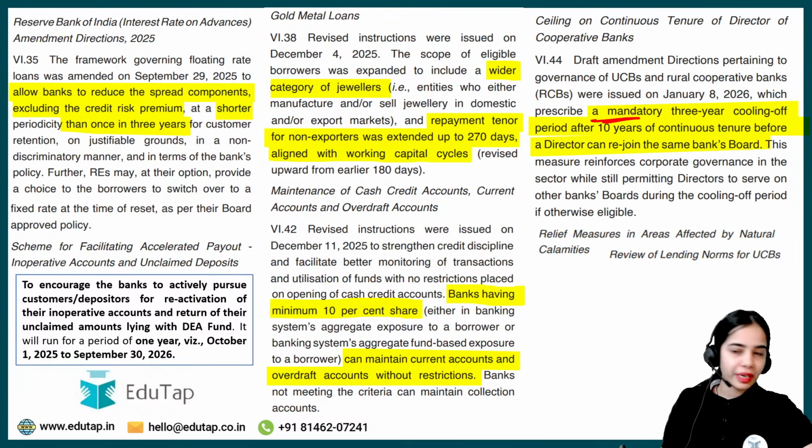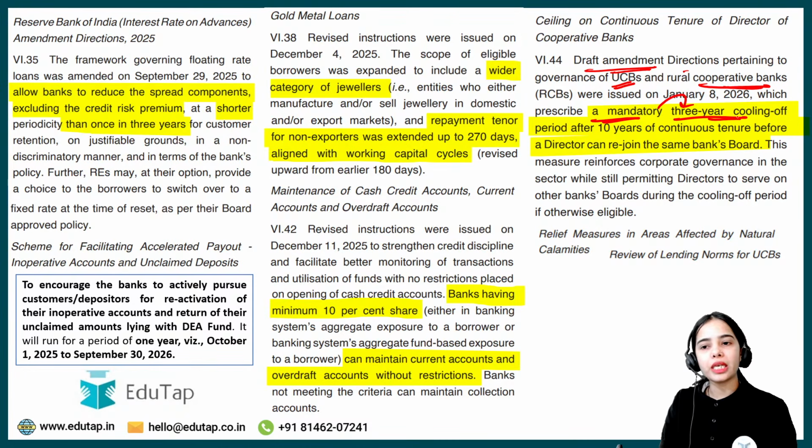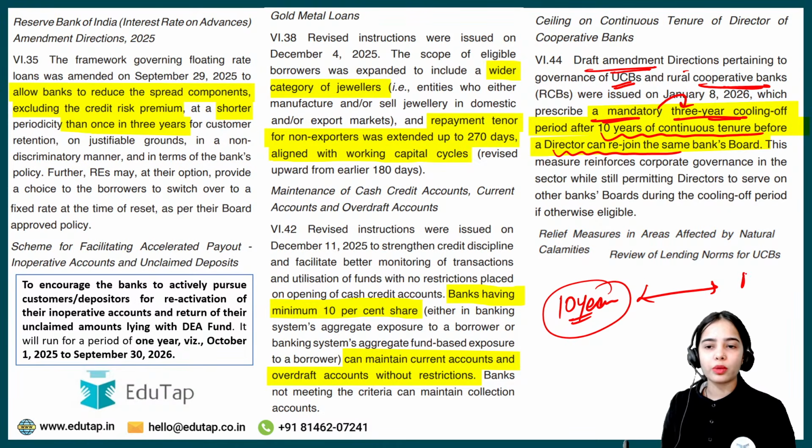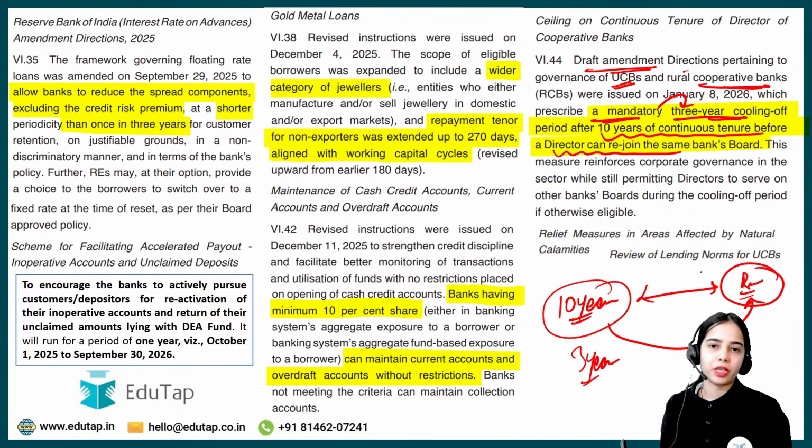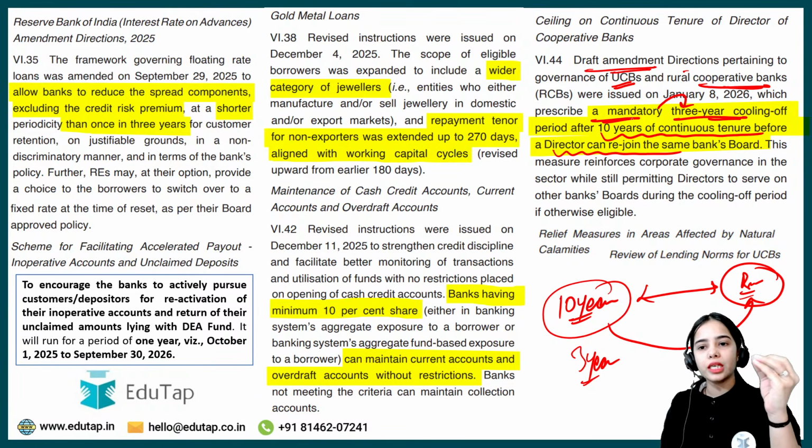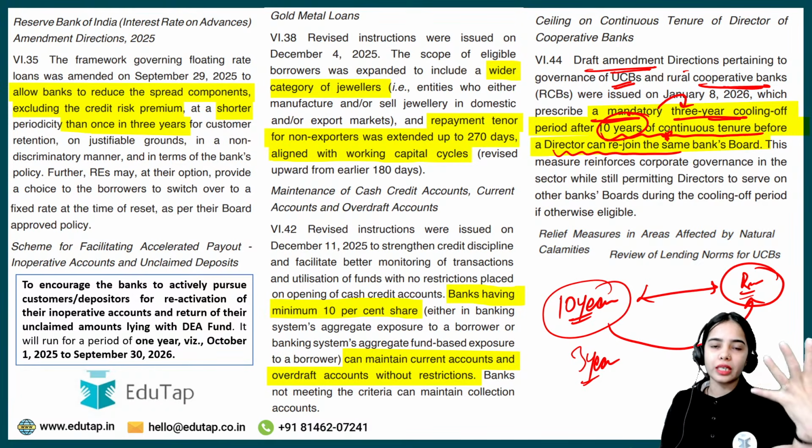Next is the ceiling on continuous tenure. This is from the draft amendment directions. A mandatory 3 year cooling off period has been imposed for the directors of the urban cooperative banks and the rural cooperative banks. It was said that a mandatory 3 year cooling off period applies after 10 years of continuous tenure before a director can rejoin the same bank's board. So if a director has had 10 years of tenure in a particular urban or rural cooperative bank and wants to rejoin the board of that bank, there is a 3 year cooling off period that will apply.